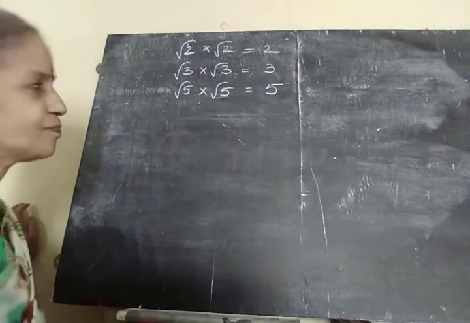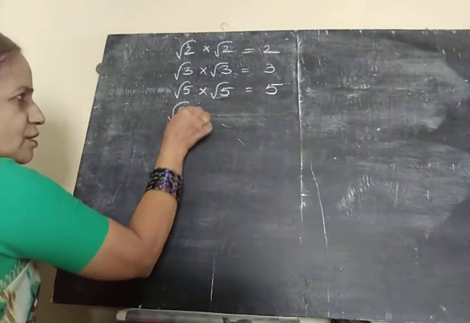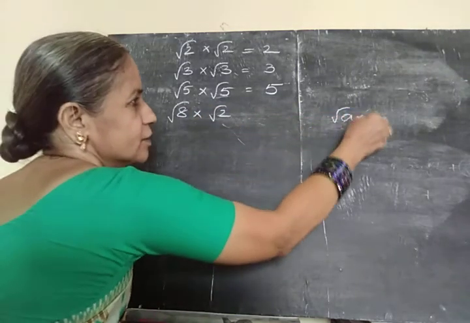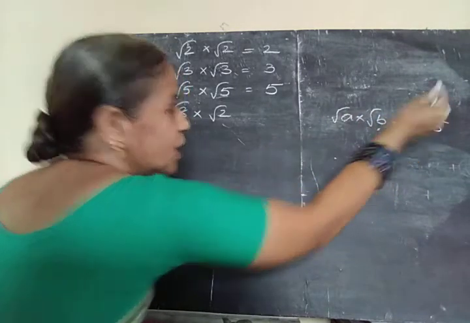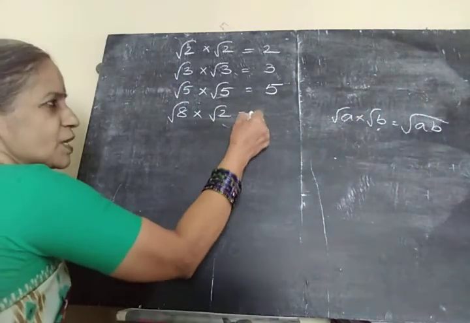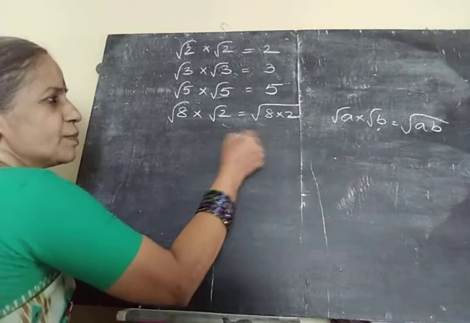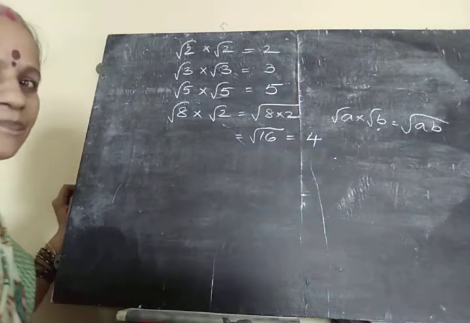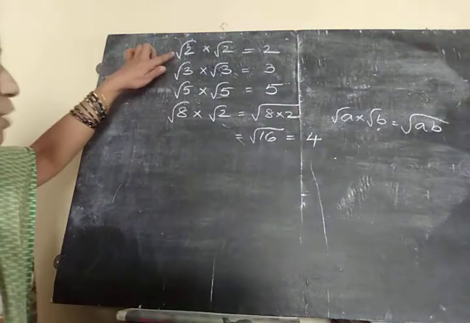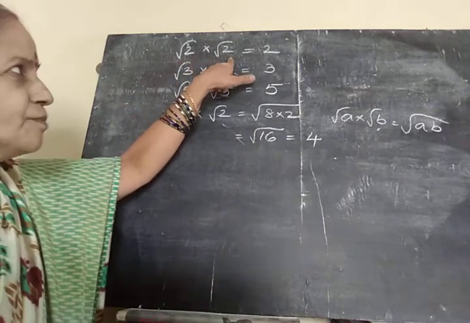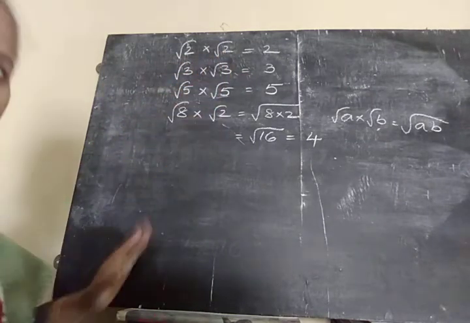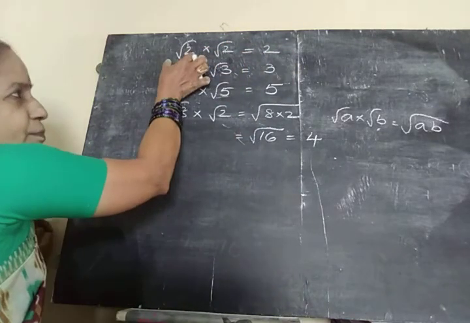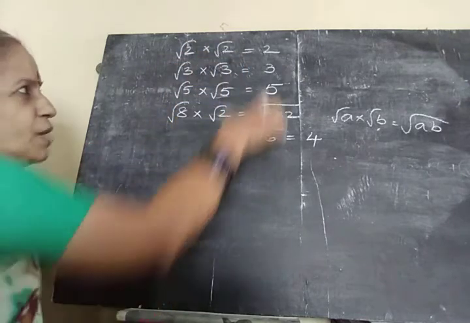Again, rational number. If you multiply root 8 by root 2, just now we told root a into root b is equal to root of ab. So by using that, this becomes root of 8 into 2, that means root of 16. Root 16 is how much? 4. Rational number. So if you multiply an irrational number by another irrational number, we will get a rational number.